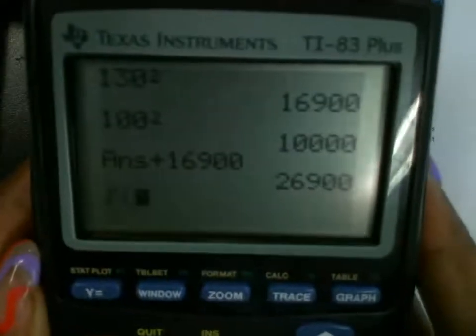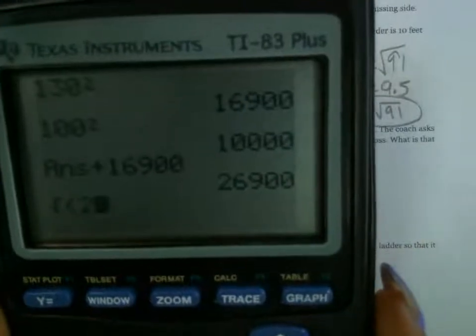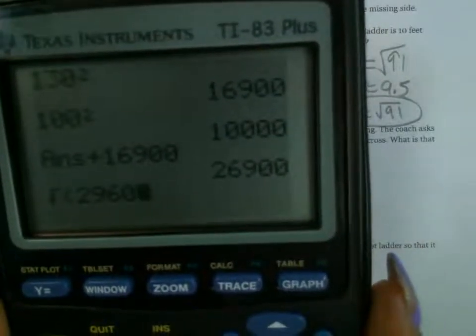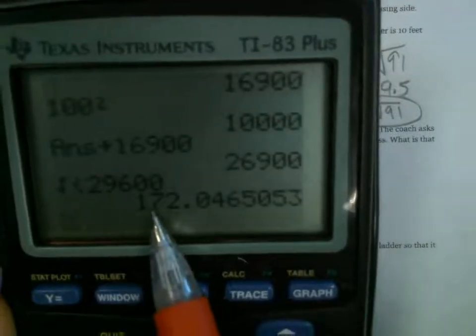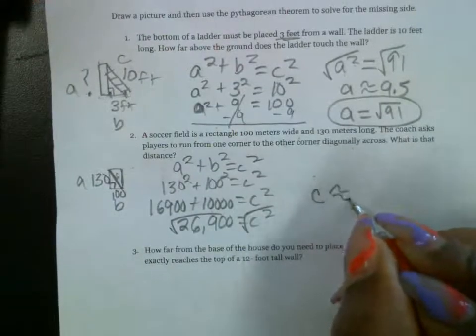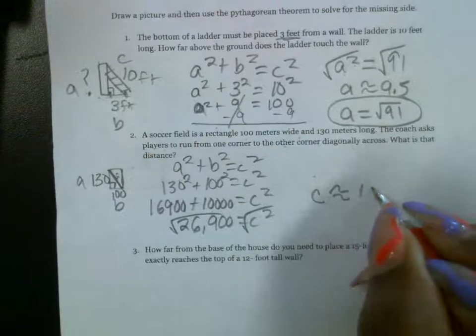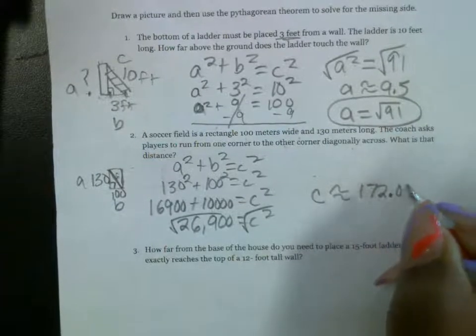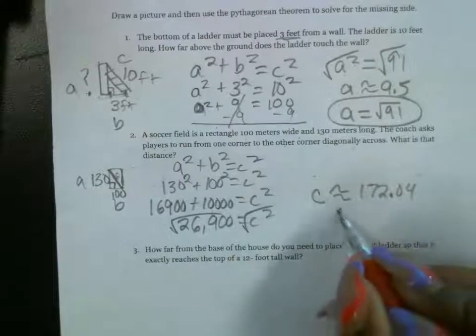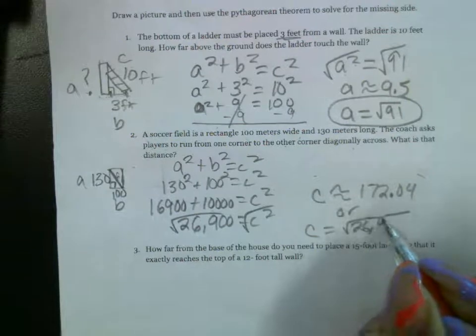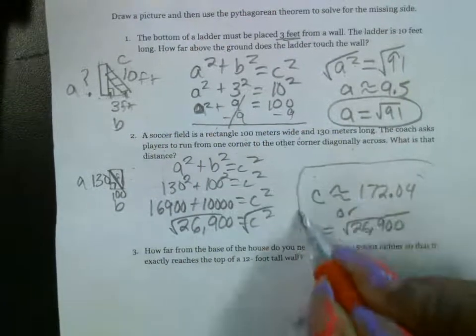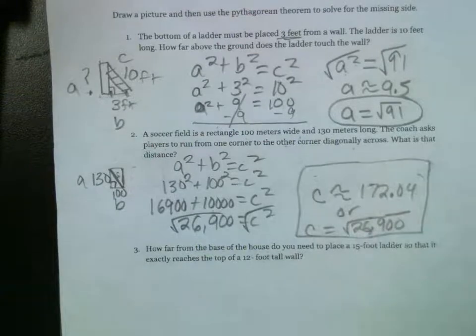So we have the square root of 26,900, and that gives us 172.04. So this is about 172.04. Or you can write it as C is equal to the square root of 26,900. Okay? Because remember, you probably don't have a calculator with you.